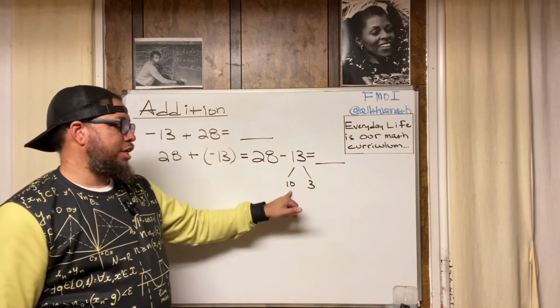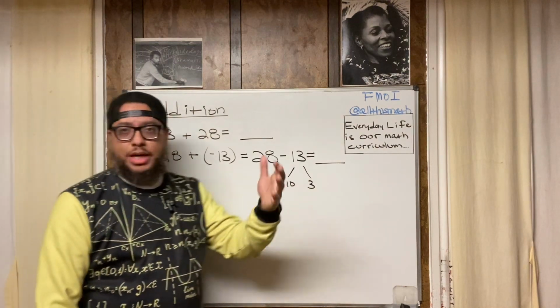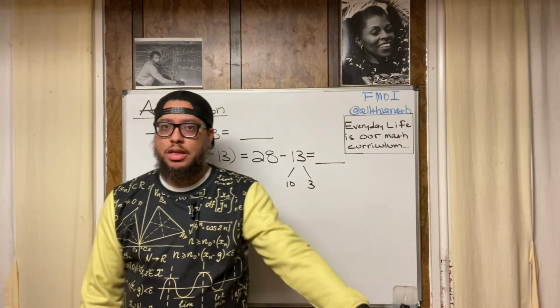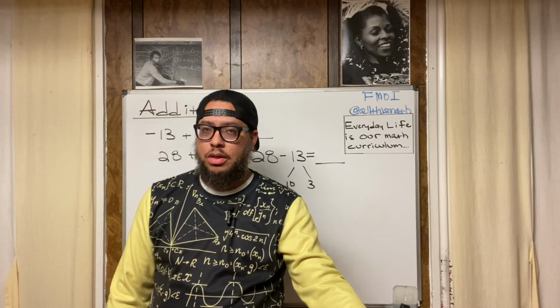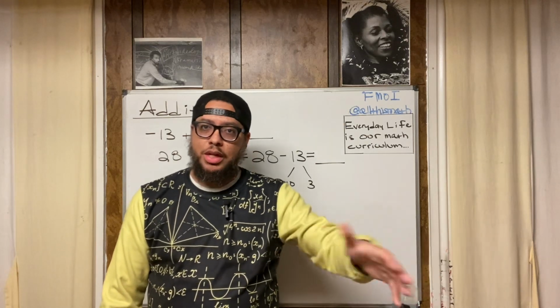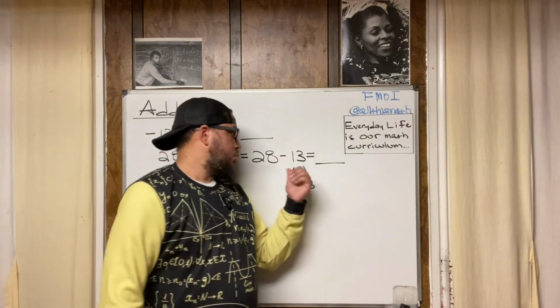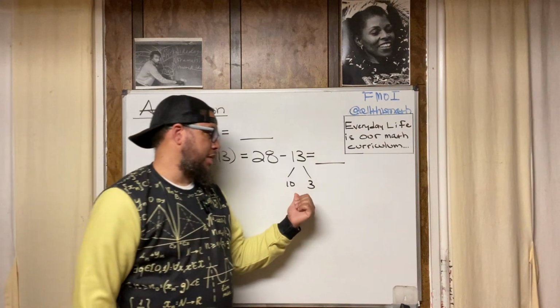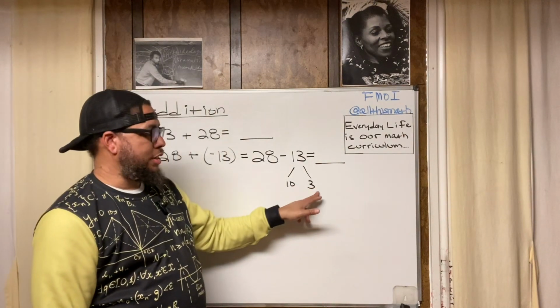I might do 28 take away 10 first. Imagine you had $28 and then you spent $10. How much money should you have left? You should have $18 left because 28 minus 10 is 18, right? So 28 take away 10 is going to be 18. Now you got 18, but you still got to take this 3 away.